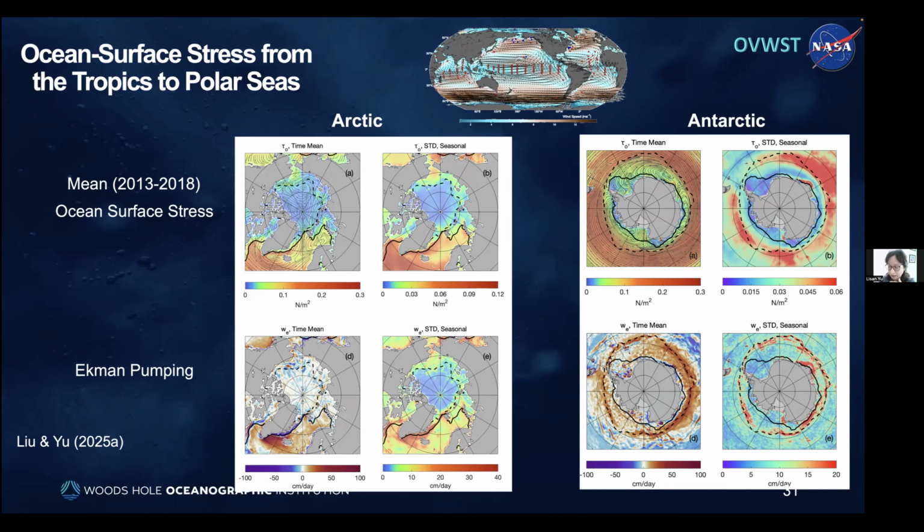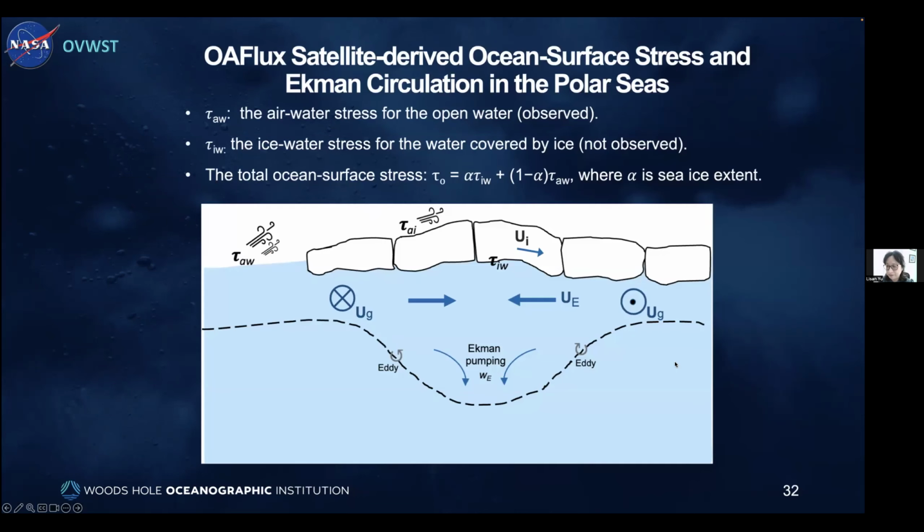So we can calculate in the Arctic Ocean, and we see pretty much downward, and in the Antarctic Ocean, we see pretty much upward. The basic idea is that in the open ocean, we see latent heat exchange and momentum exchange, which pretty much can be detected by the scatterometer.